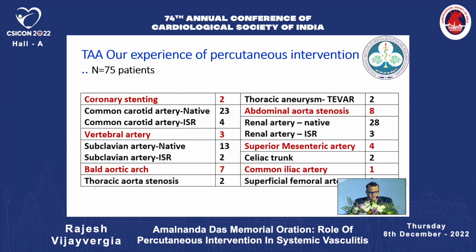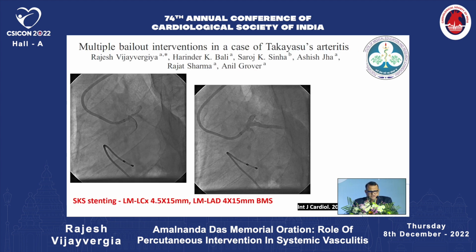And we have also treated 7 patients of the bald aortic arch. Bald aortic arch is basically nothing but the occlusion of all the 3 aortic arch branches. So this particular case, published a long time back, had left main ostial stenosis treated with kissing balloon stenting.